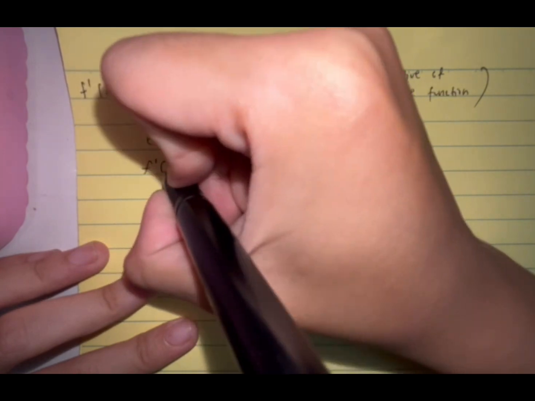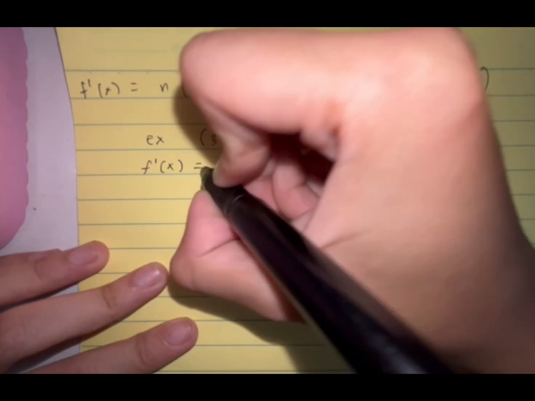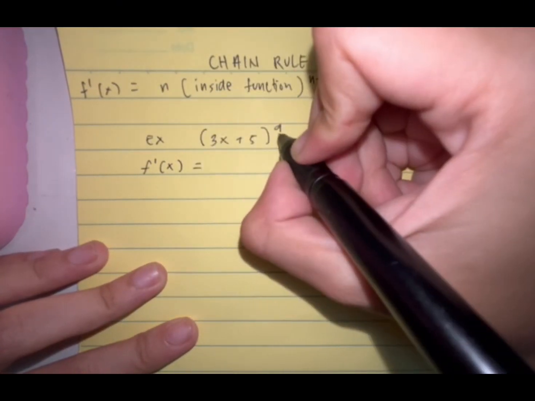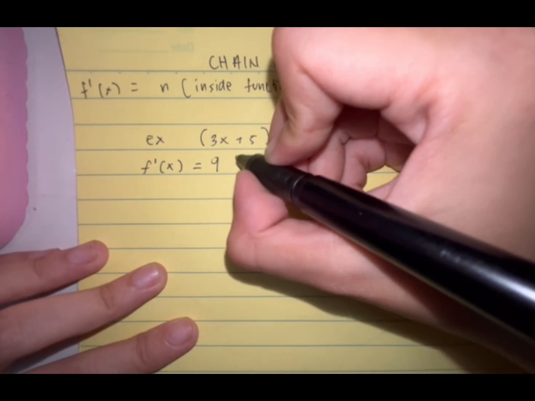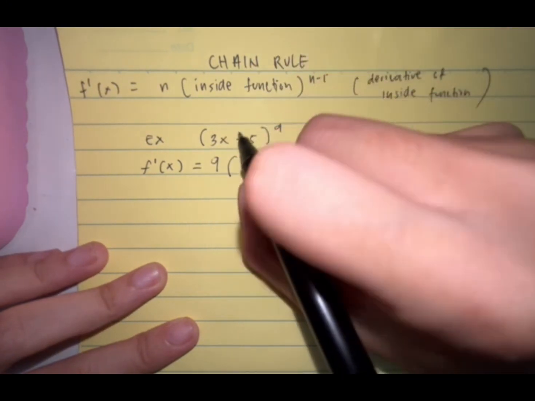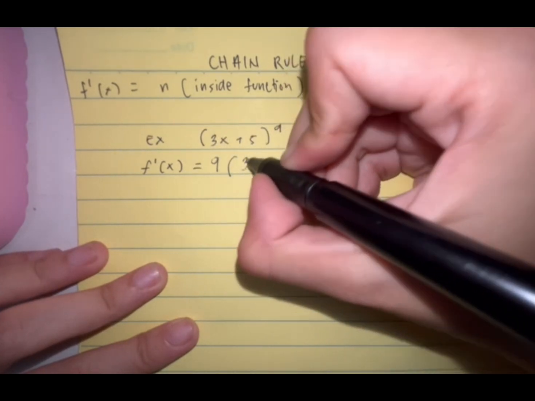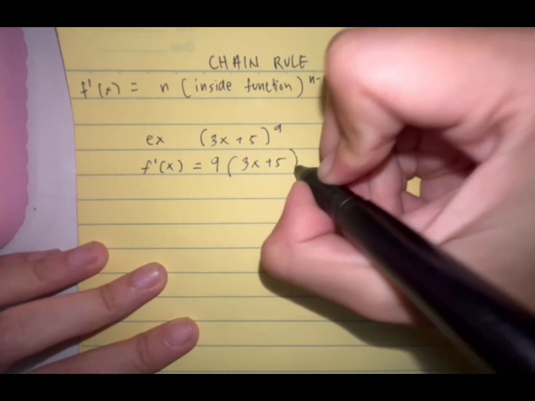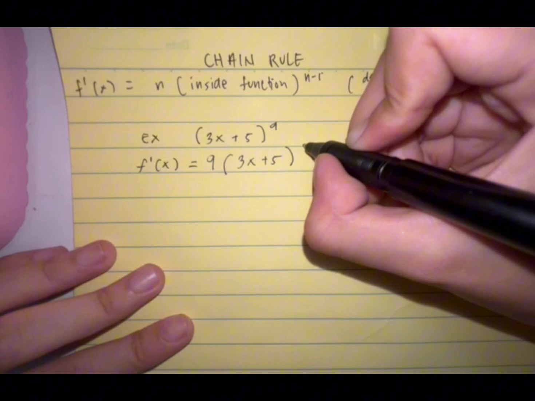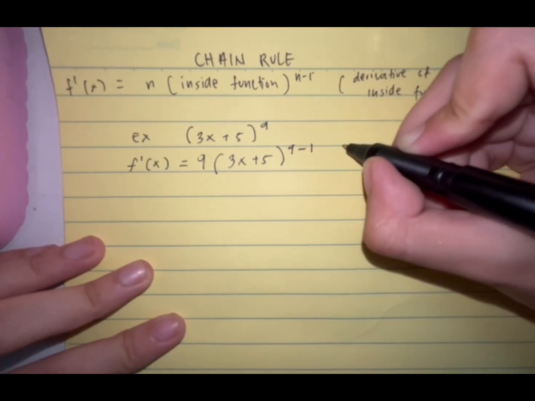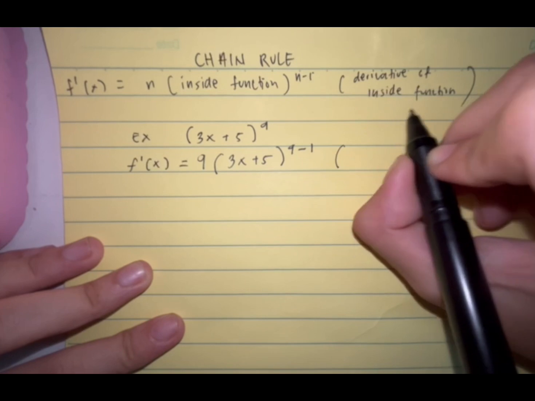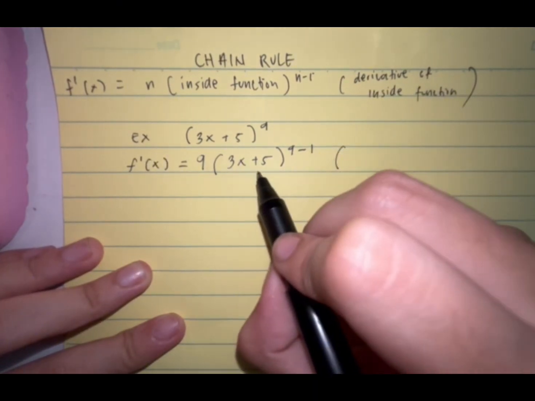F prime of x is equals to n. The n natin is 9, which is yung ating exponent. 9 times the inside function, which is 3x plus 5, raised to n, which is yung 9, minus 1, times the derivative of the inside function. Ano nga ba yung derivative nito?